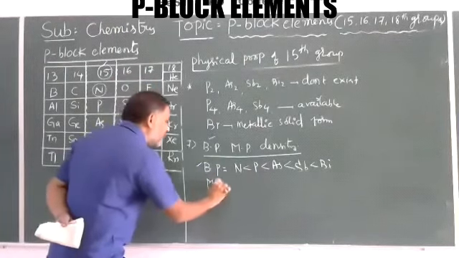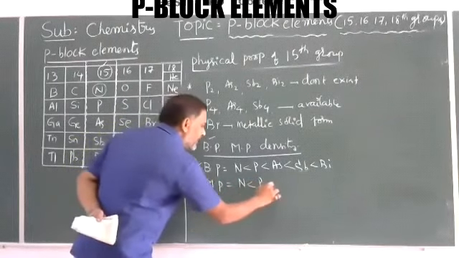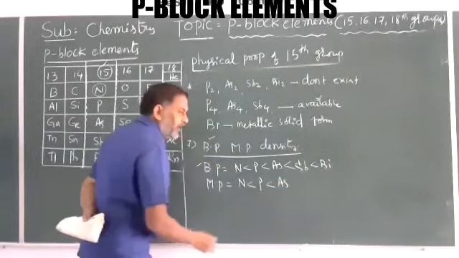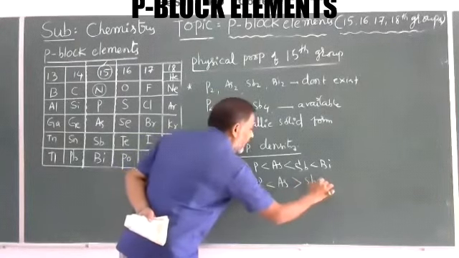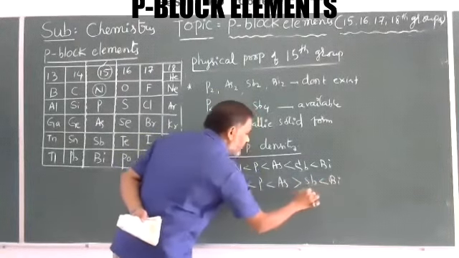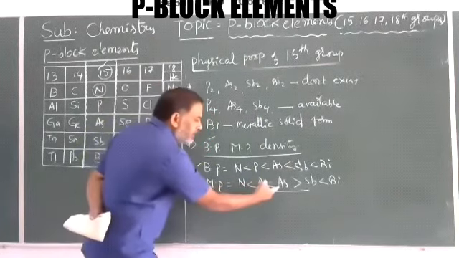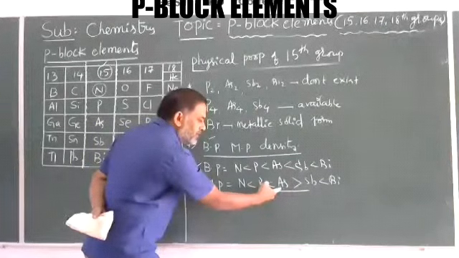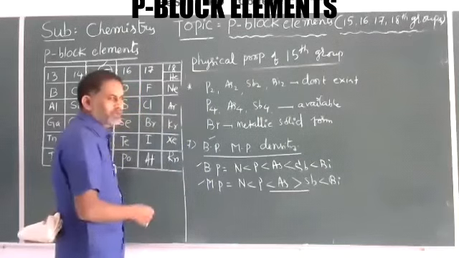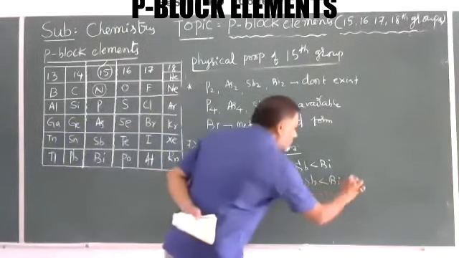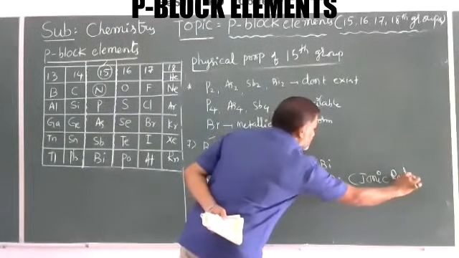Melting point also increases: nitrogen less than phosphorus less than As, but with a slight variation, As is greater than Sb, and Sb is again less than Bi. This is very important in melting points. Due to the molecular structure of arsenic, its melting point is higher compared to the other elements. It follows the same order as the ionic radius order.